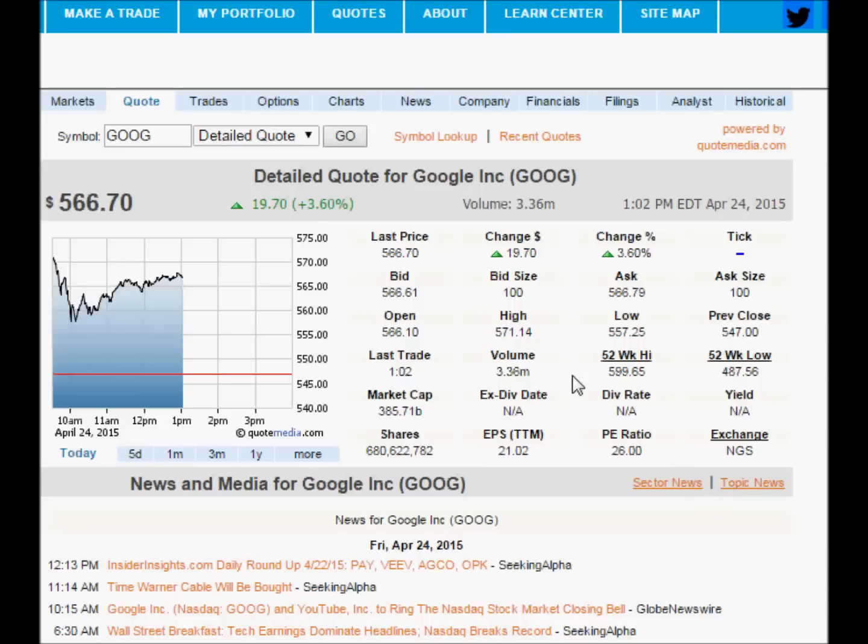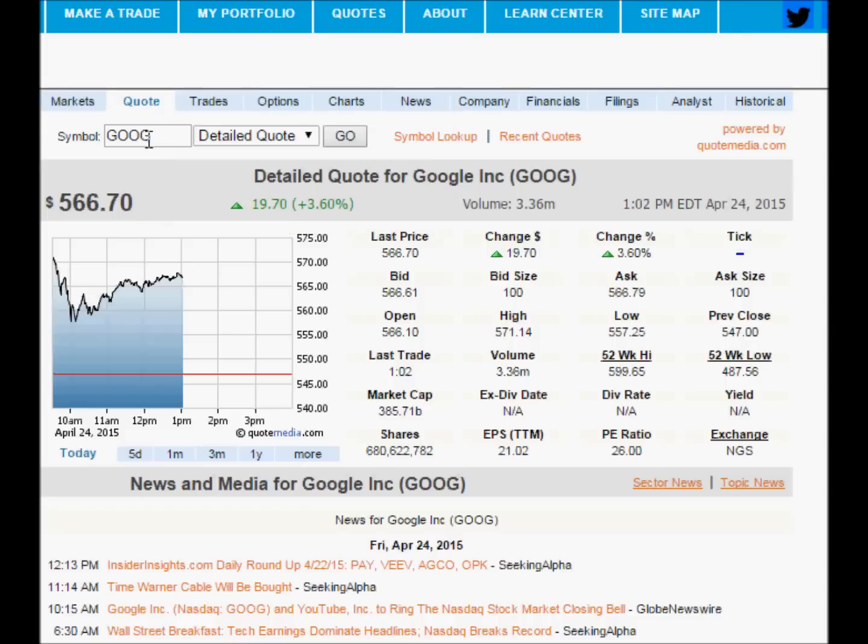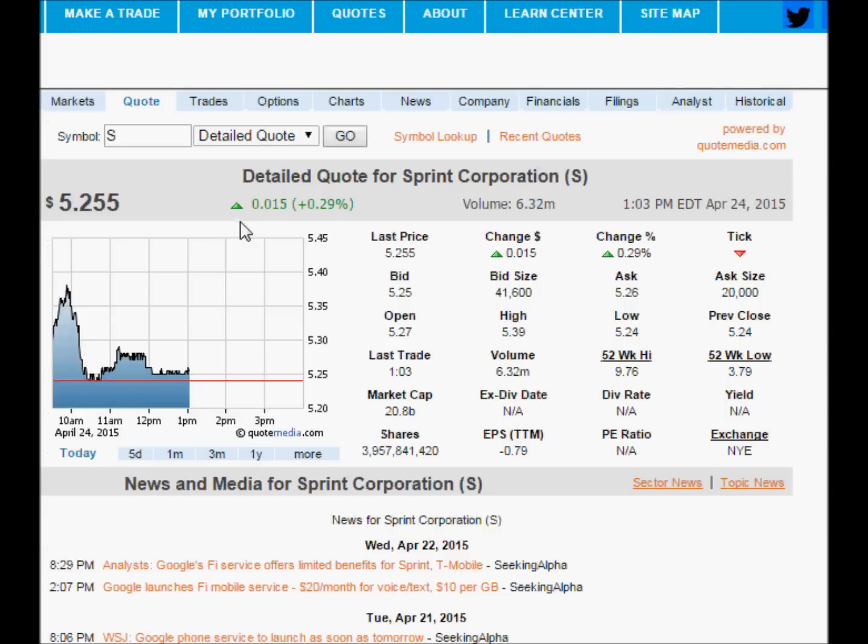On our system, you can find all the research tools you need all in one place. Right here in the center of the menu bar, just click on Quotes. For any symbol you'd like to look up, you can just put in the symbol you wish to see and click Go, and you can get a very detailed quote almost instantly.